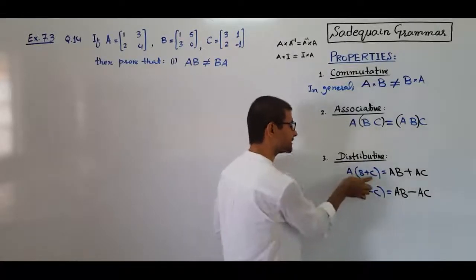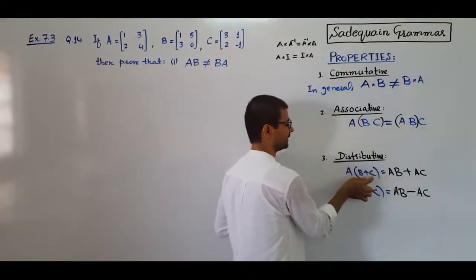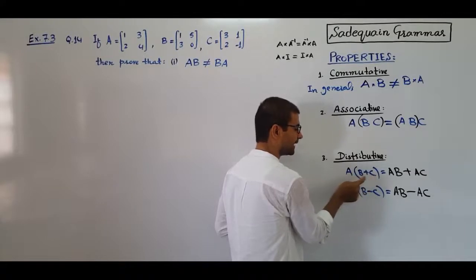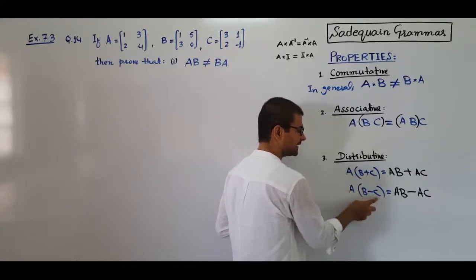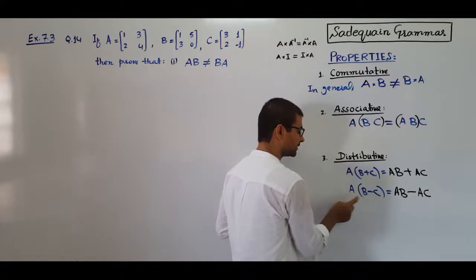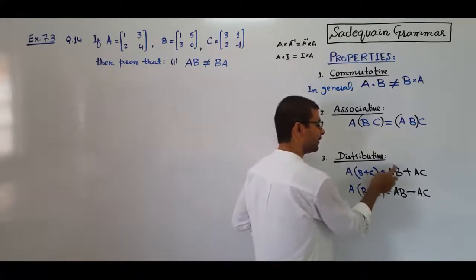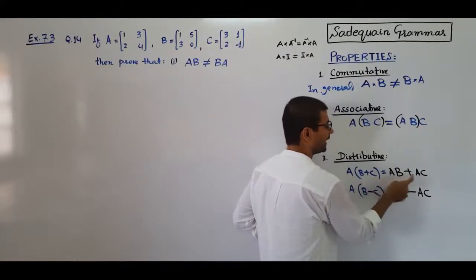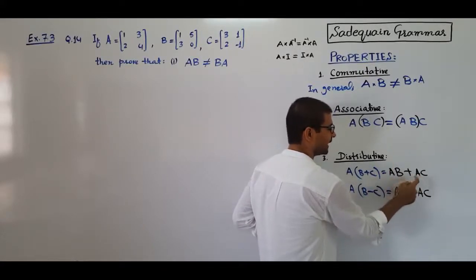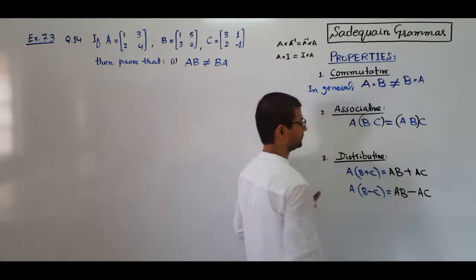For this, first find B plus C, then multiply this result with A. Here first find B minus C and then multiply this result with A. Or here, you have to find AB and AC and then add. Find AB, find AC and then subtract.